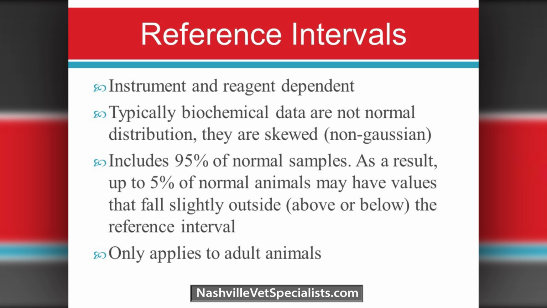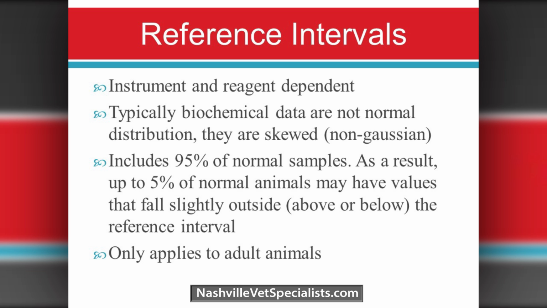It's 90%. So as a result, 5% of normal animals may have values that fall slightly outside, above or below. Sometimes vets call me like, oh, it's 10 points, 20 points, how far should I go? And I do think there are some normals that are just outside that. But at the same time, it's a good baseline, and then you have to repeat it and see if it's persistent, and we'll go from there.